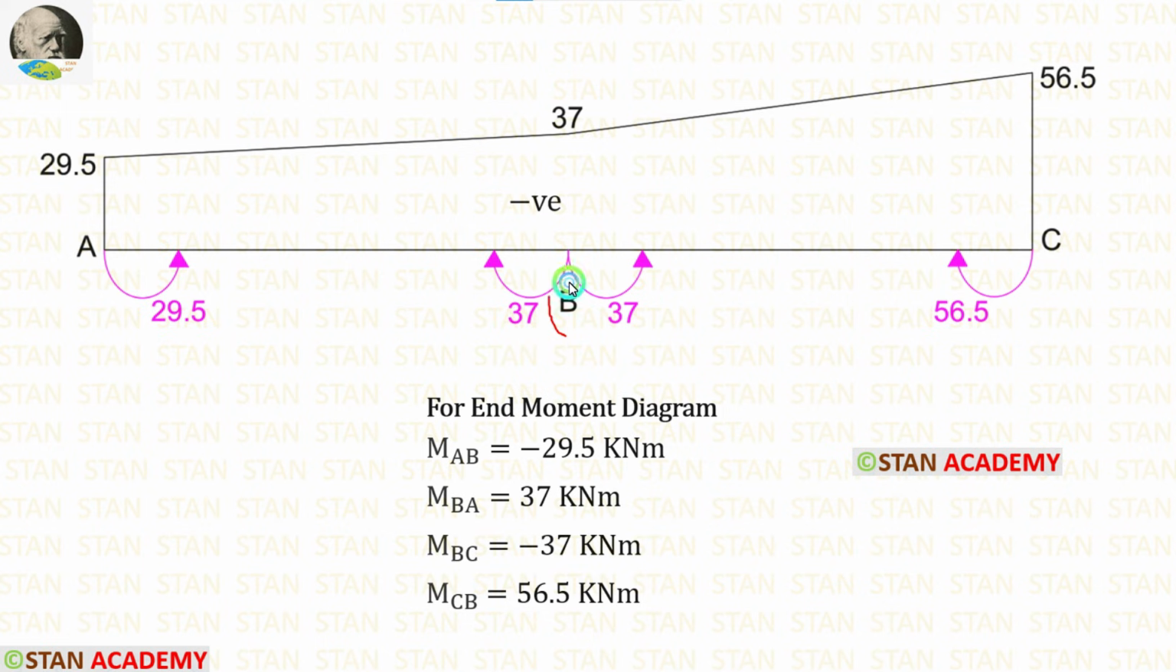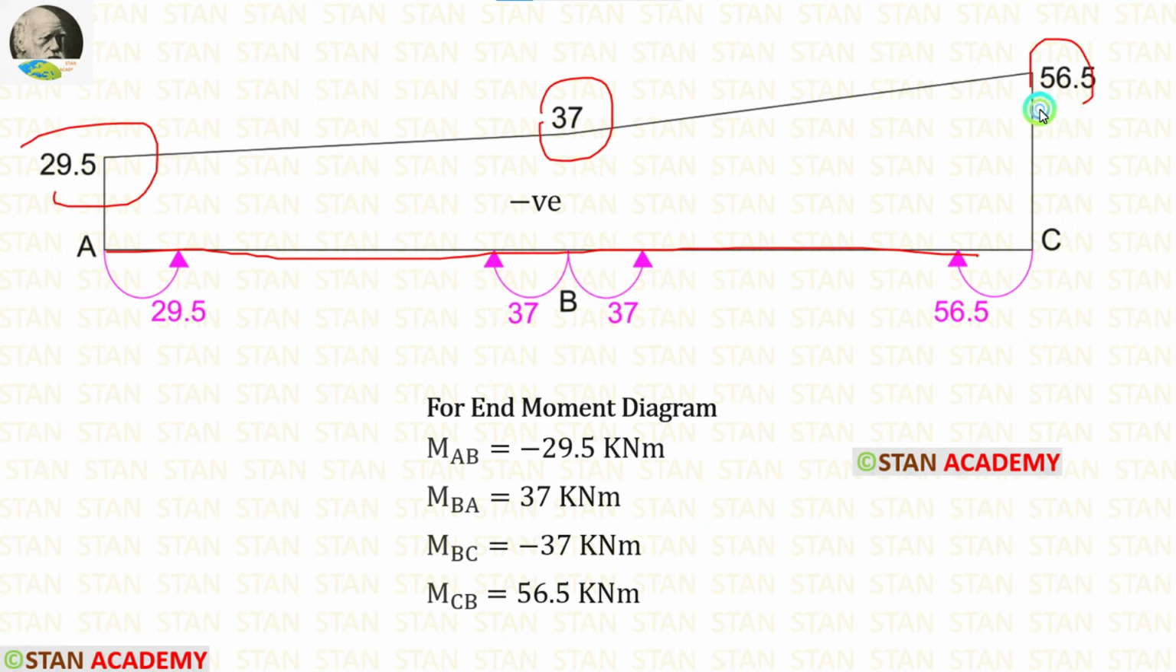Even though in the joint B we are having two moments, we have to make only one point because both of these arrows are indicating upwards. That means we will have only one point. End moment diagram will be negative if it comes above this line. It will be positive if it comes below this line. Right now, all of the points are coming above the line, so it is negative.